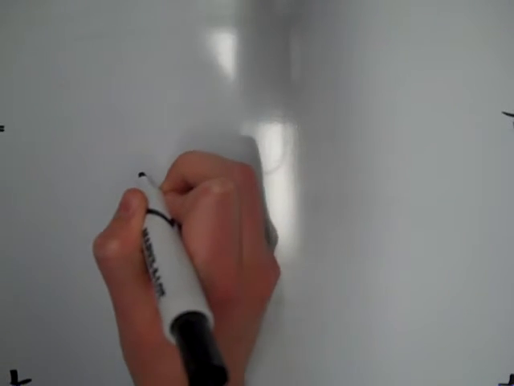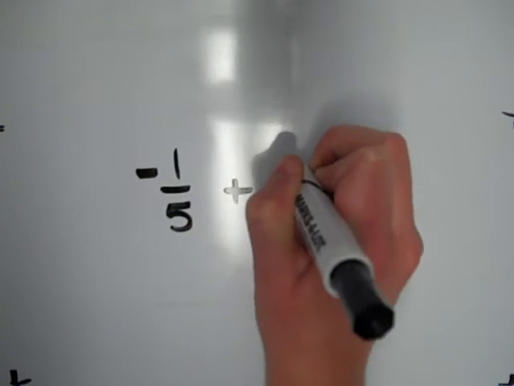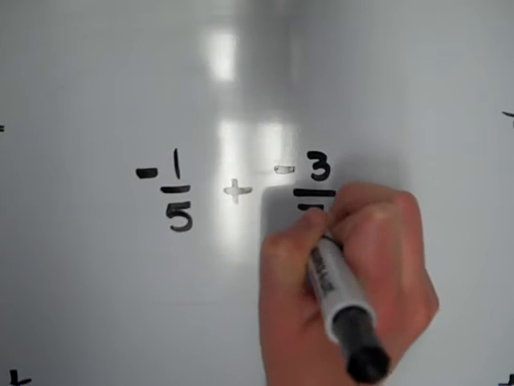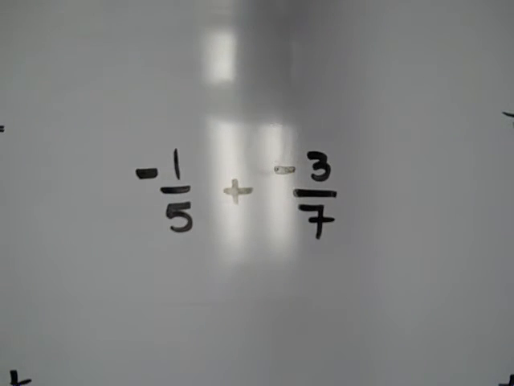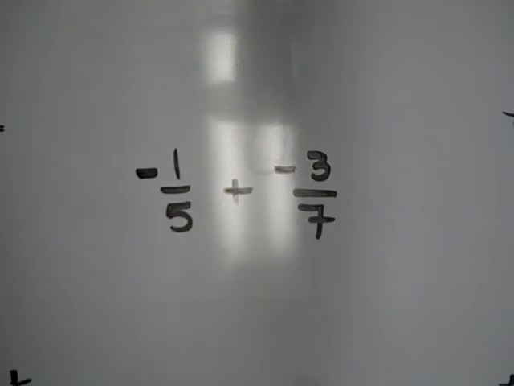So the first problem that we are going to do is we are going to complete negative 1/5 plus negative 3/7. So right away, what I notice about this is that the signs on the numbers are the same. So I know that I'm going to take the absolute value and add them together.